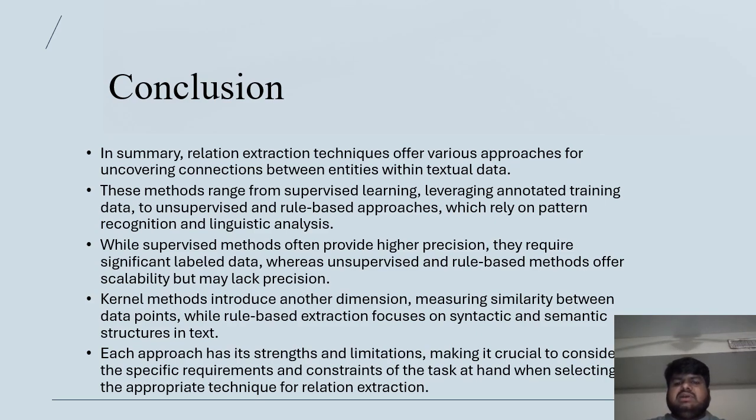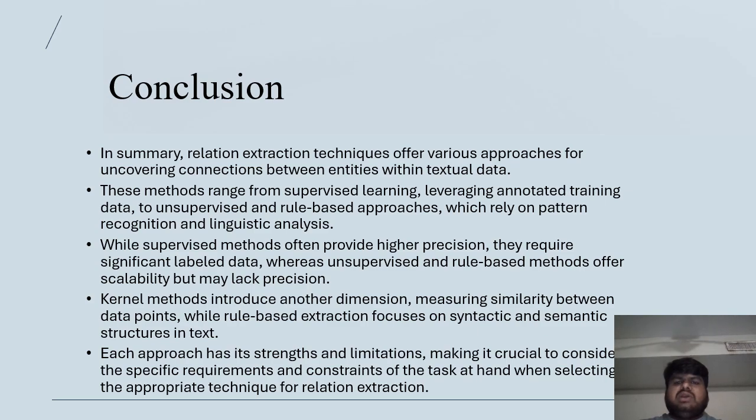Next is relation clustering. This step groups similar relationships together. Relation filtering removes redundant or irrelevant relationships. Clustering groups similar extracted relationships into meaningful categories. And the final output is a table of clustered relations which can be used for knowledge discovery or further analysis.